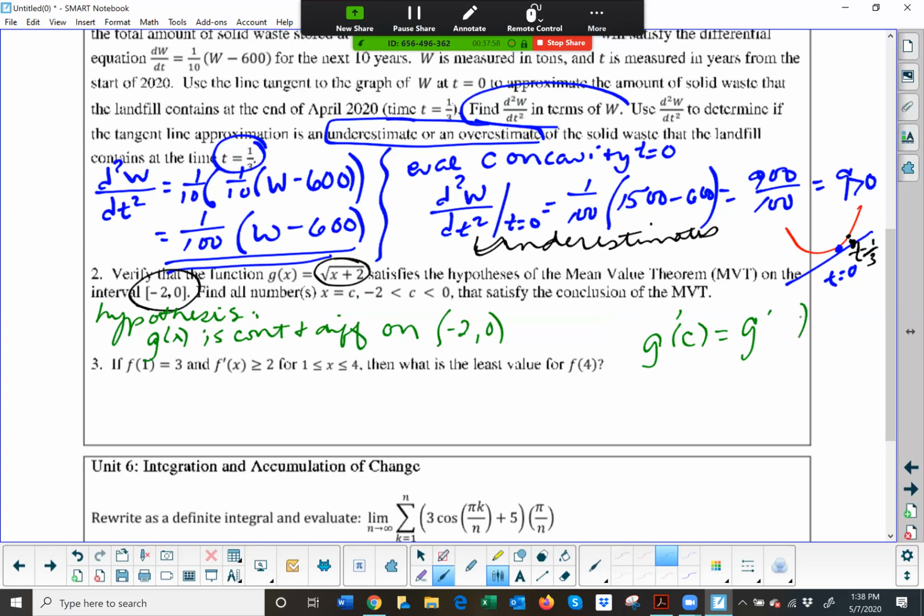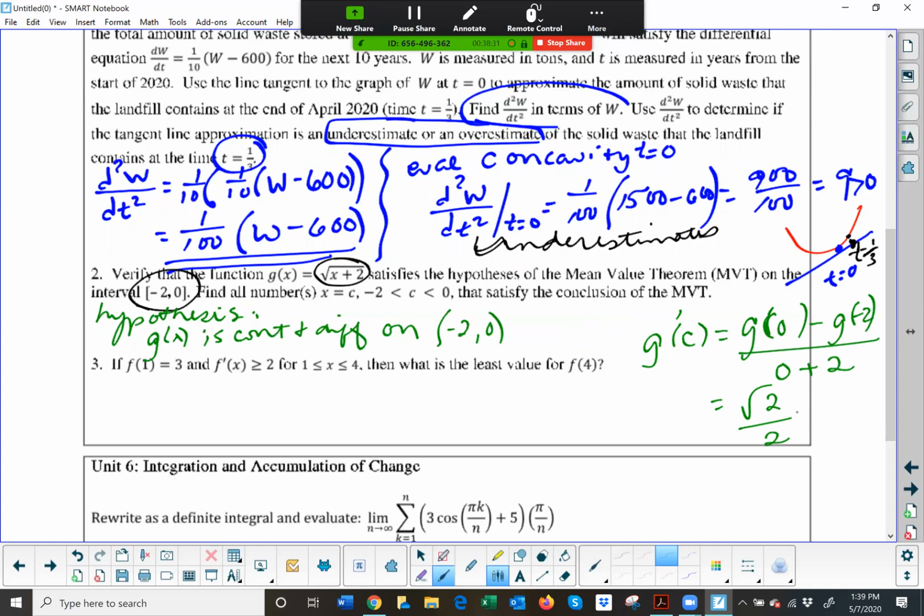I'm going to go 0 first. Minus G of negative 2, divided by 0 minus negative 2, so 0 plus 2. I got to take my numbers and throw them in, so I'd have square root 2 minus square root 0. So that's just the square root of 2 over 2, it looks like, for the slope on that.